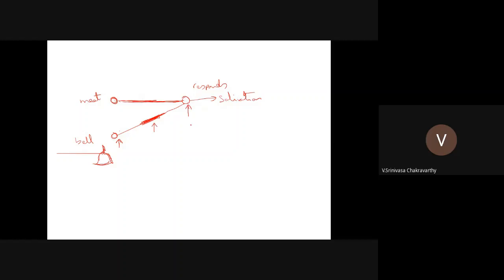So after that, what happens is, even if you don't present the meat, because now your bell to salivation connection has become stronger. If you just rang the bell, salivation occurs. So this is classical conditioning, and can be explained using Hebb's rule.